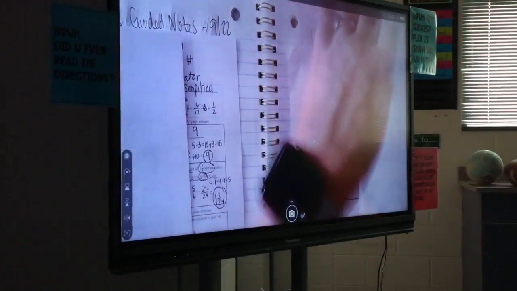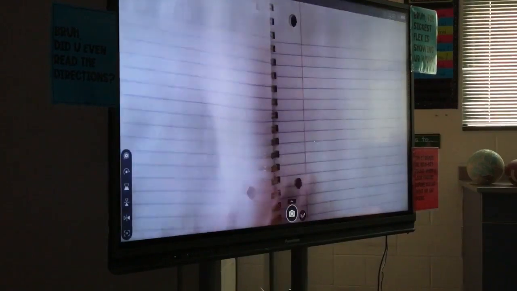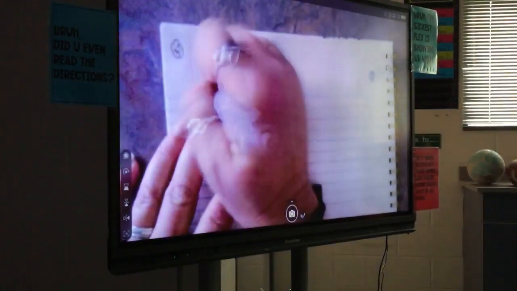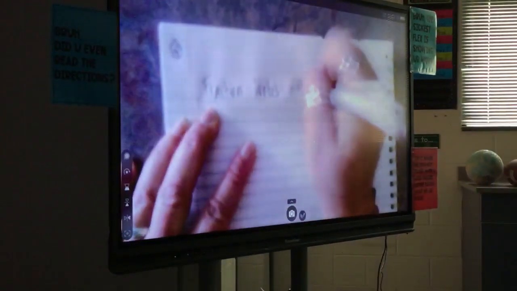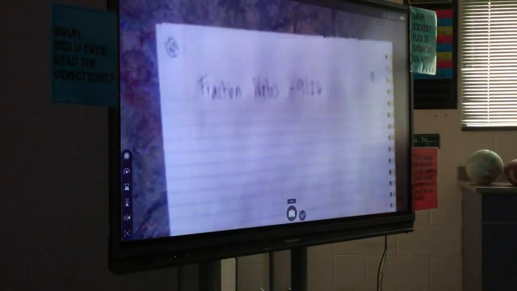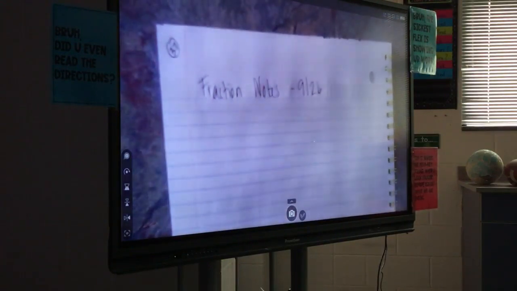All right, go ahead and turn to the next blank left page. Please title it Fraction Notes. And then that is going to be this sheet of paper.